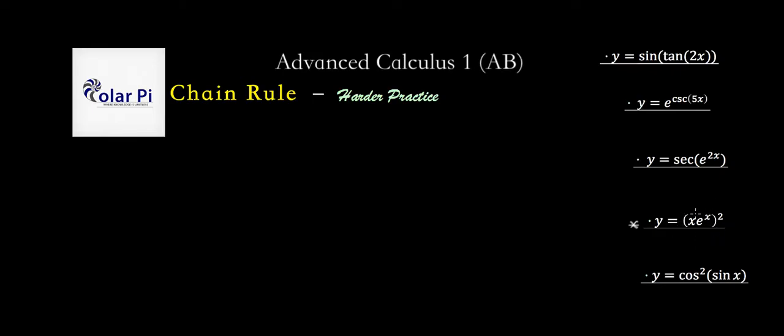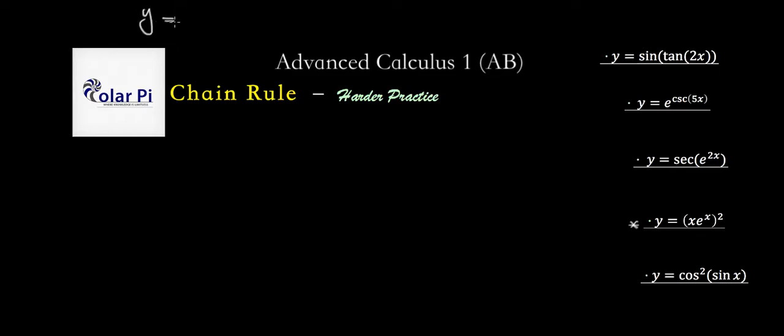Here we have a composition of two functions, but we also have the added difficulty of dealing with chain rule and product rule. So this fourth one is harder than the basic practice problems, even though it's only a composition of two functions.